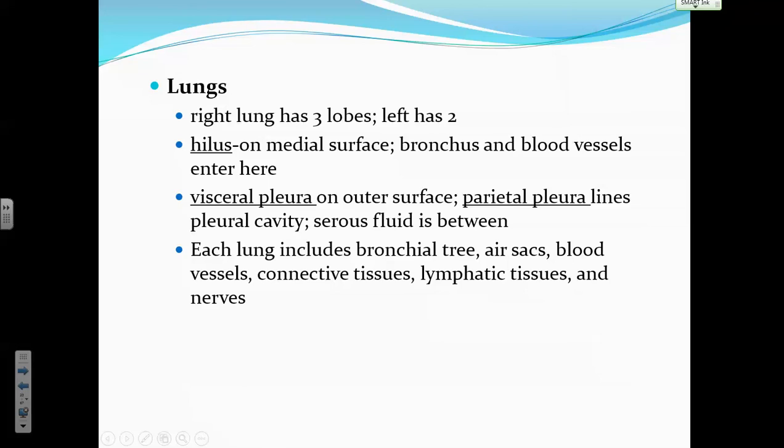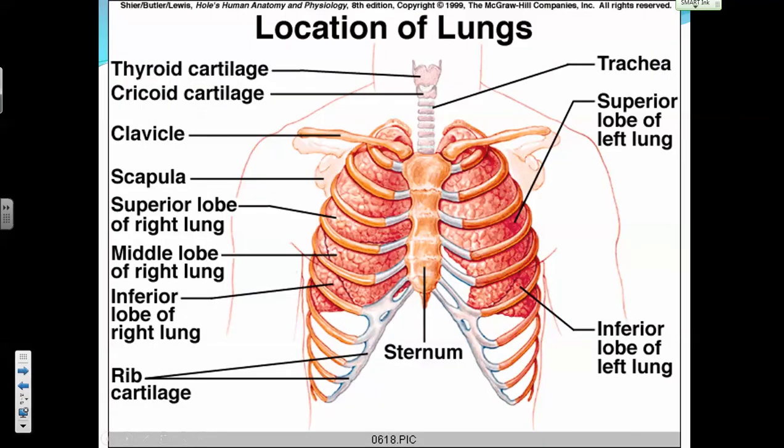And then in A&P1 you learned about the serous membranes associated with the lung cavity. The visceral pleura is the outer covering of the lung. The parietal pleura lines the cavity that each lung is in. Okay. And then there's a serous fluid in between. So there's no space in between the visceral and parietal membrane. No air-filled space. It's fluid-filled. But they are right close to each other. Okay. All right. So there you can see the lungs protected by your rib cage.